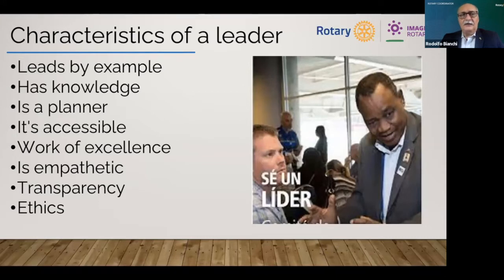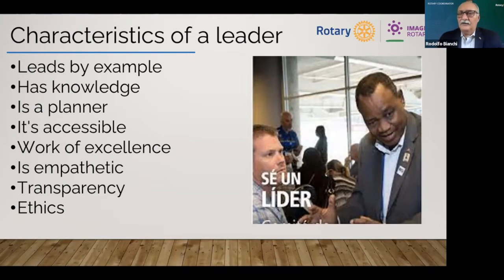A leader has to have knowledge, know what he's doing. He has to do his homework and get ready to answer questions in a club or a district or a zone, depending on your position. A leader is a planner, plans everything ahead of time, with enough time, not at the last moment. A good leader plans, like you as presidents and incoming boards of Rotary clubs. You have to plan your year ahead. Don't wait for the year to begin. If you start planning at the beginning of the year, you're late.